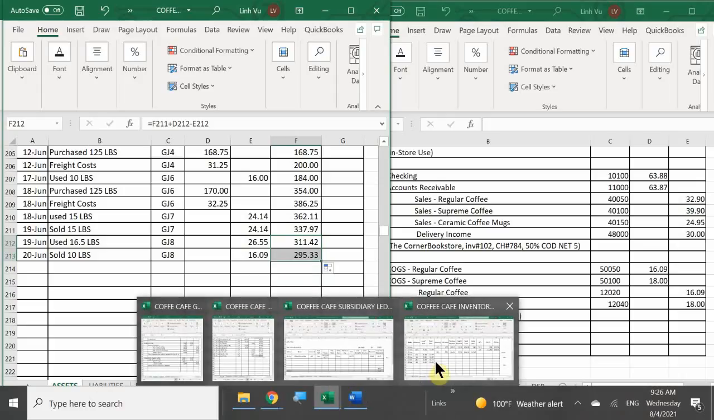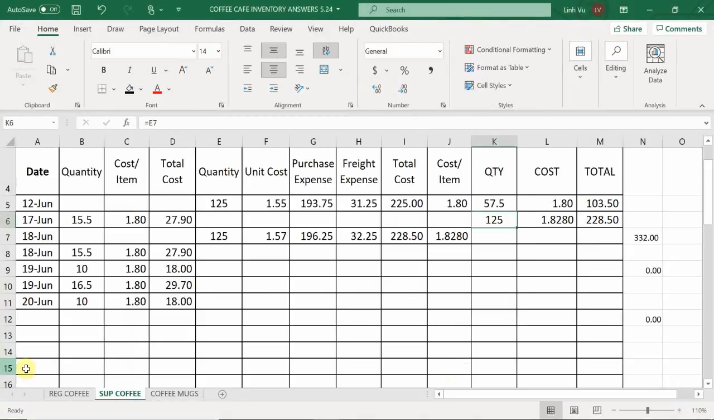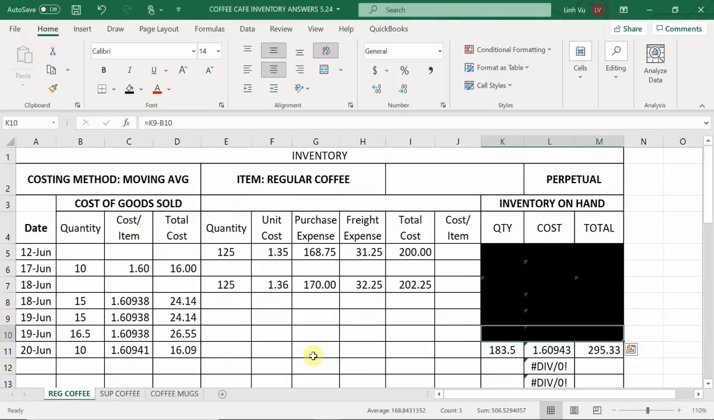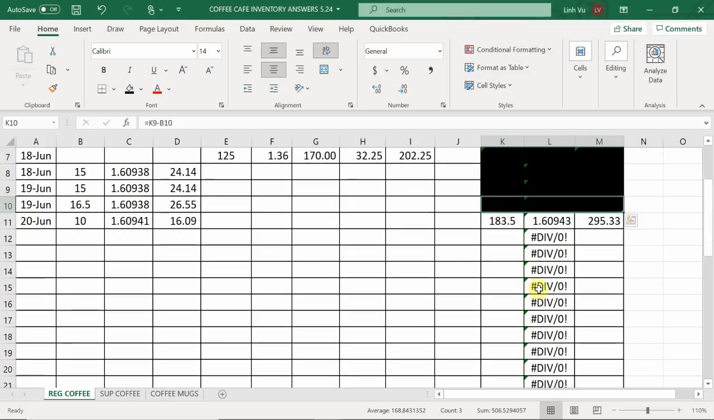295, right there under the total in our inventory worksheet. All right, so that's how we check to make sure we did our accounting correctly. That means when I start off the next time I sell or purchase, my new balance is at 295.33. So now let's go ahead and do the last one, which is for the Supreme Coffee.